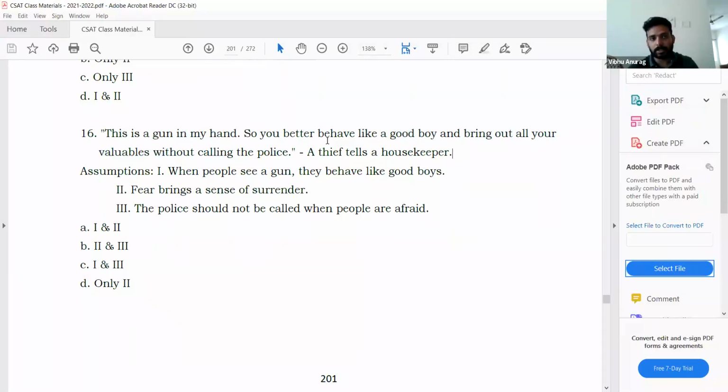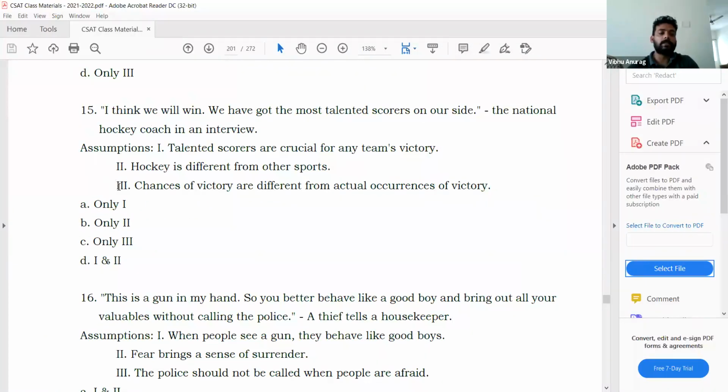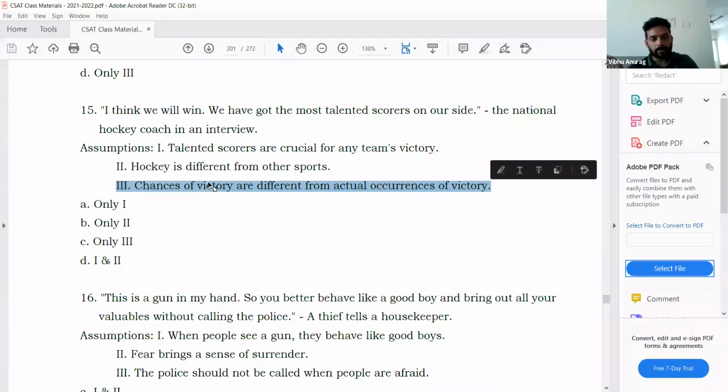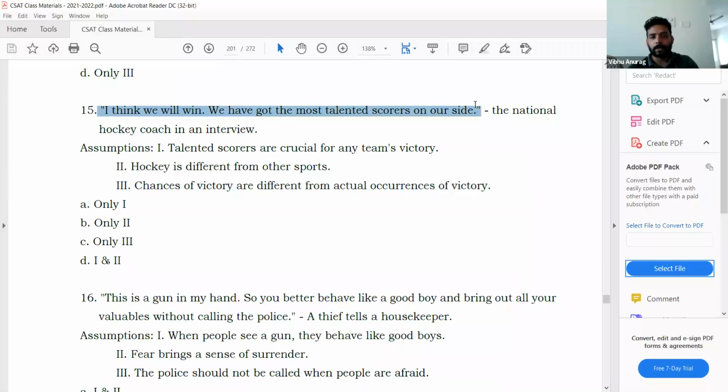What does assumption 3 mean? It means that the chance that you will win is different from actually winning. Say if I say you have an 80% chance of winning, it doesn't mean you're going to win. It means you're most likely to win. But it's irrelevant to this statement. He's just said, I think we'll win because we've got the most talented scorers. He's not made any distinction between chances of winning and actual occurrences of winning. So statement 3 becomes irrelevant. I hope it's clear.